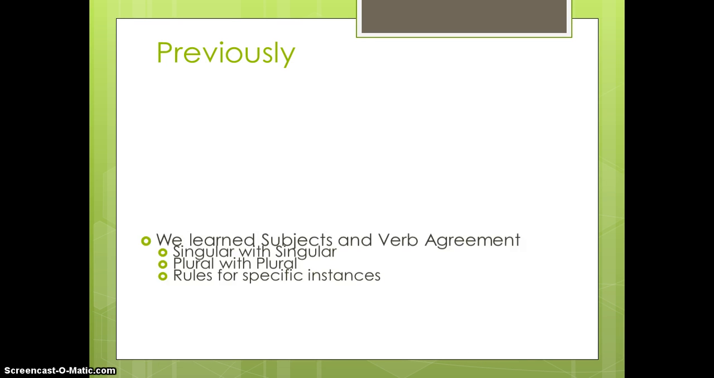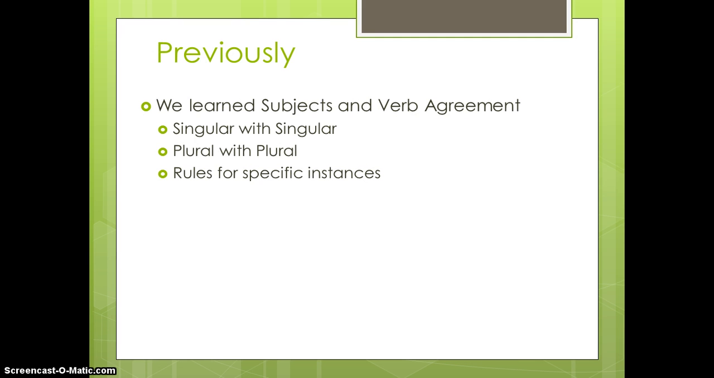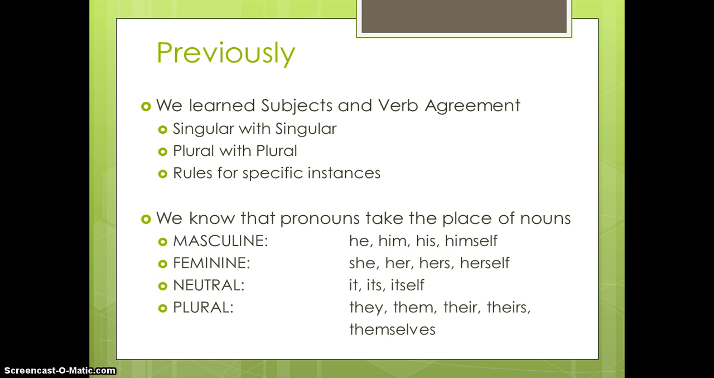So last time, of course, we learned that subjects and verbs have to agree with each other. And to do that, you have singular subjects go with singular verbs, plural subjects going with plural verbs, and we learned a handful of rules for very specific instances of subject-verb agreement, and what counts as singular and what counts as plural. What we also should know is what pronouns are.